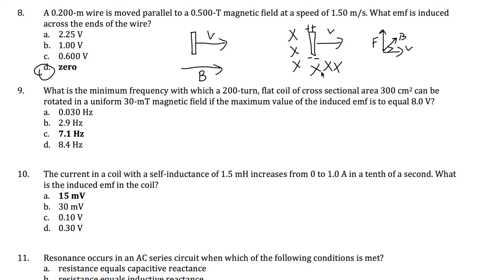Now, once you know that there is a potential difference induced, an EMF induced at the ends of the wire, then all you have to do is plug the numbers into E equals BLV. But before you do that, make sure that the answer is not 0. Sometimes the answer is 0.